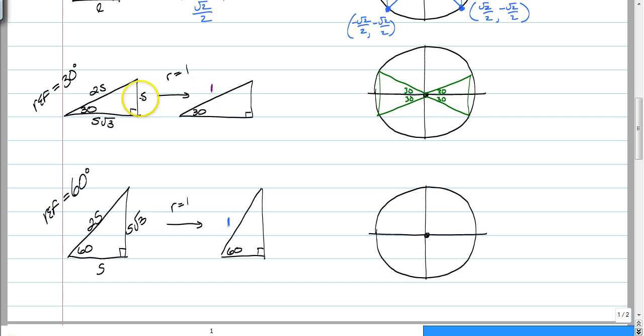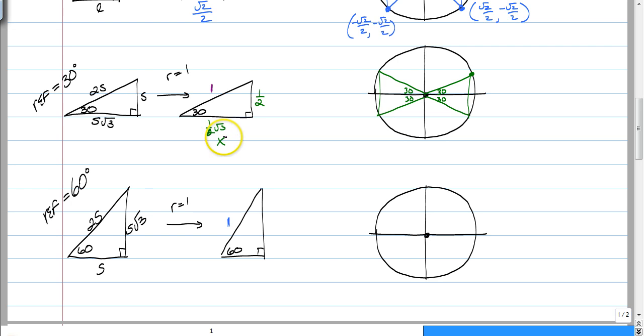So remember, the short side is half of the hypotenuse. So if the hypotenuse is 1, your short side is 1/2. And the side opposite of the 60 is the short side times root 3, so this is 1/2 root 3, or we can just call it root 3 over 2. So in this, we have our coordinates.